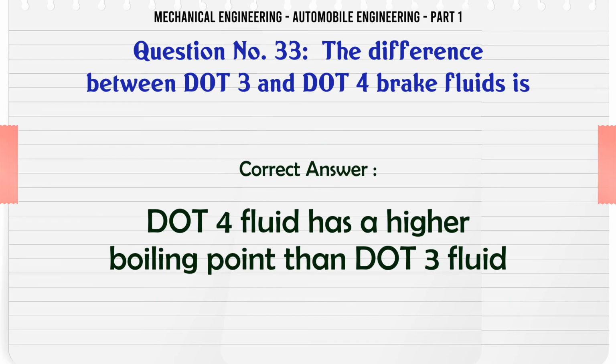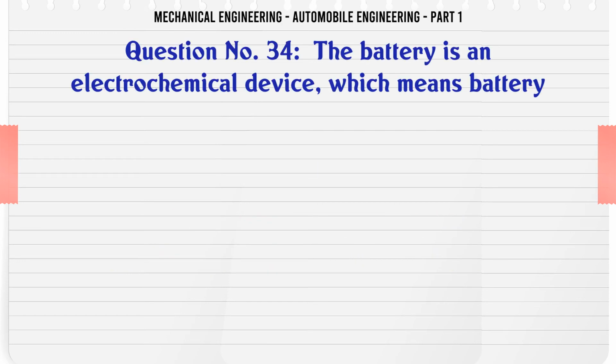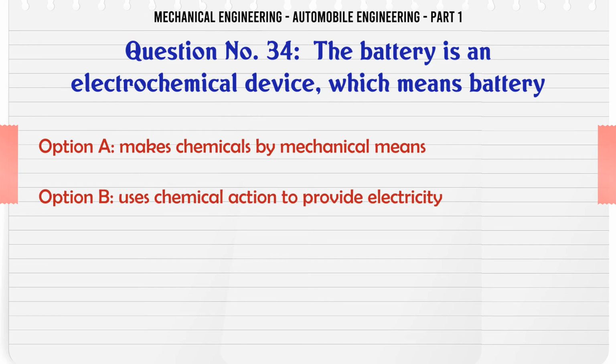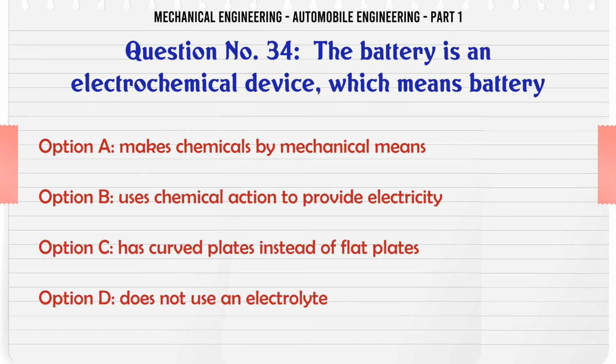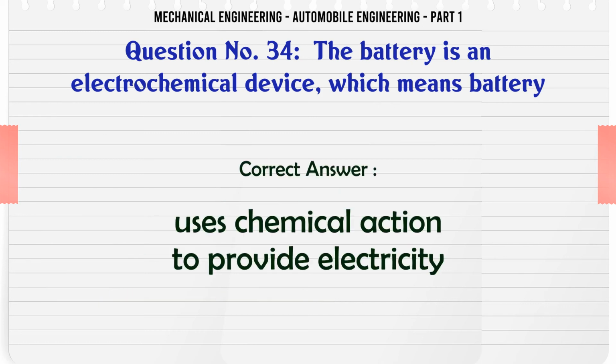The correct answer is 4 fluid has a higher boiling point than 3 fluid. The battery is an electrochemical device, which means battery: A. makes chemicals by mechanical means, B. uses chemical action to provide electricity, C. has curved plates instead of flat plates, D. does not use an electrolyte. The correct answer is uses chemical action to provide electricity.